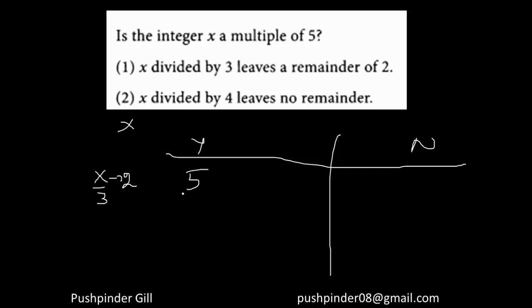Take 5. 5 when divided by 3 leaves remainder 2. Fine, satisfying the fact. Alright, is x a multiple of 5? Yes, it is. x is a multiple of 5 because x is equal to 5.